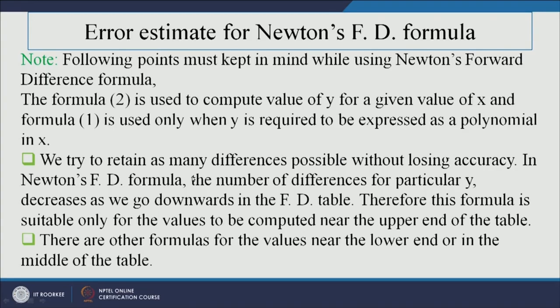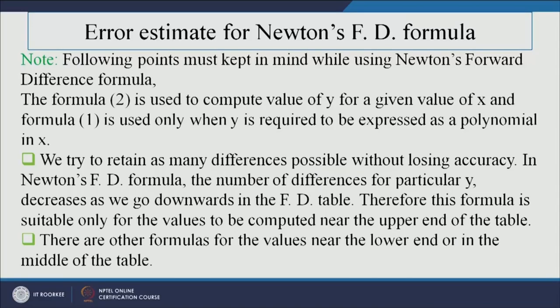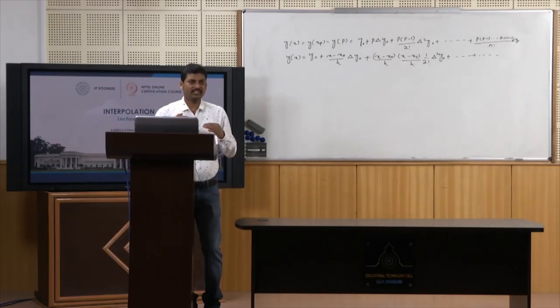And then in the second form, we can include as many differences as we can without losing accuracy. In Newton's forward difference formula, the number of differences for a particular y decreases as we go downwards in the table. If we want to find the value at the beginning of the table, this formula is the suitable formulation to evaluate values at the start of the table, or the upper end of the table.